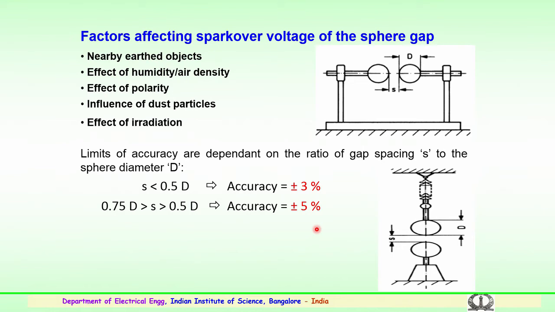The second is the effect of humidity and air density. So, sphere gap measurements have to be taken where humidity should not exceed a certain value.